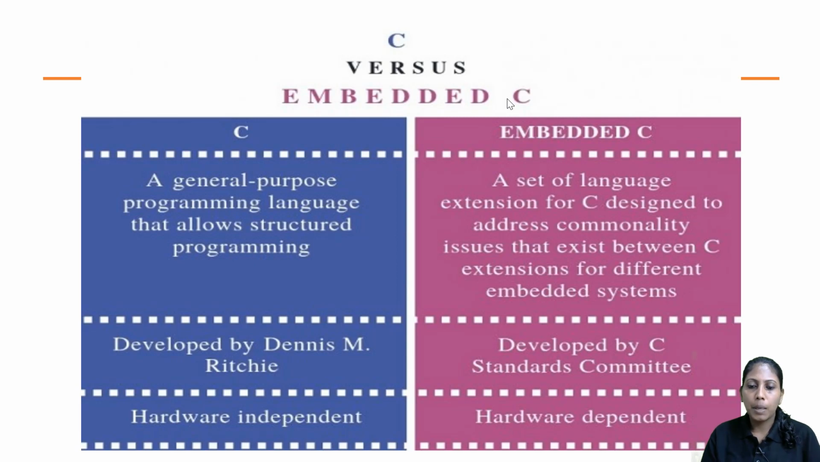And the C program was developed by Dennis Ritchie at AT&T Bell Laboratories, I think in the 1970s. It's a very old programming language. And embedded C was developed by the C standard committee, who made many changes and added many features to it.